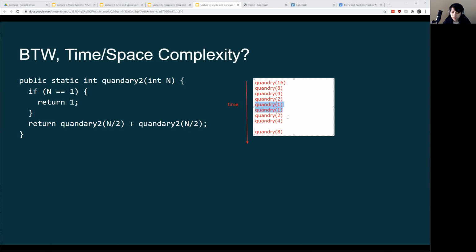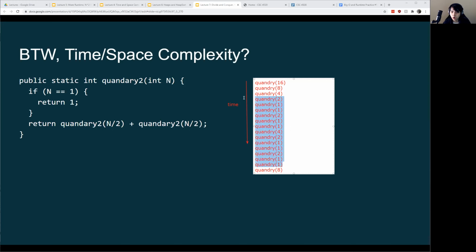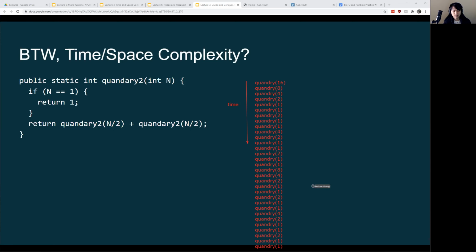Now we do that as well for the next quandary, right? And then we do all of this as well for the next quandary of 4. And we do all of this as well for the next quandary of 8, right? That's a lot of calls. How many calls did we actually make here if we count this all up? 1, 2, 3, and so on, up to 31. 31 calls were made when we passed in 16.